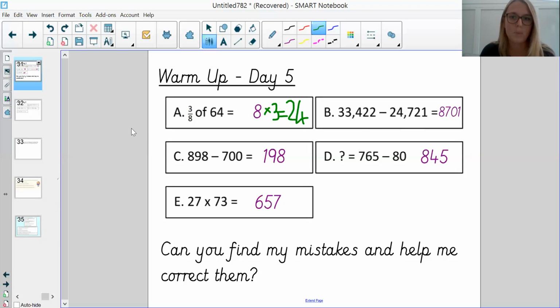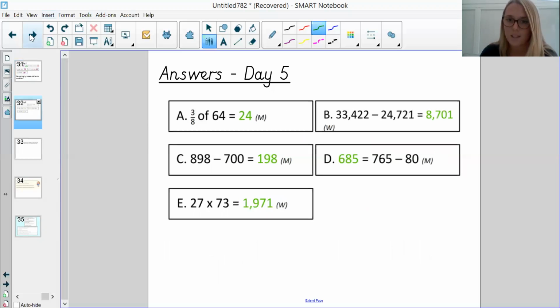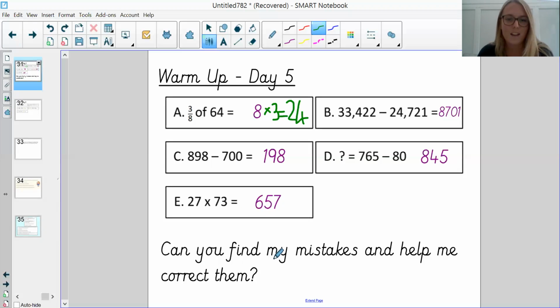Okay, so B, 33,422 subtract 24,721. The answer for B was 8,701. I got that one right. Okay, let's look at C, 898 take away 700. That would have been 198. Well done. D, something equals 765 minus 80.